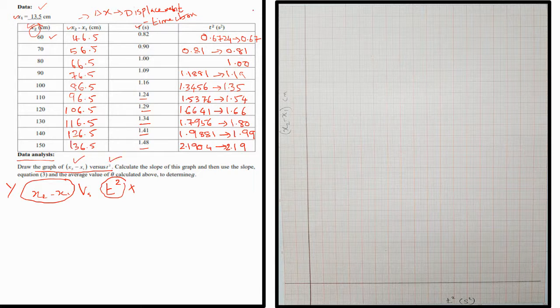Now you can see the table. You are going to draw the graph for x2 minus x1, which is your y-axis. In the table we have x2 minus x1, so all these values come on your y-axis. And t square, which is your last column, all of this comes on your x-axis. Clear? Now, with the help of these values, I am going to draw the graph.